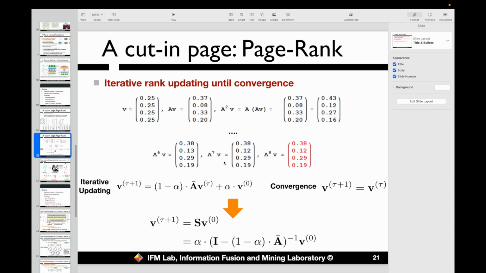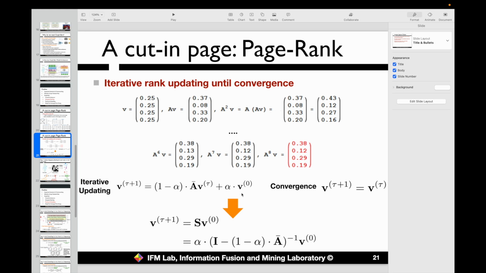If we have some jumping, like A raised to the power 7 times V, and A raised to the power 8 times V, and we find that they have the same distribution, then we can say that we achieve convergence for calculating the ranking score among different pages. And this vector can be returned as the final page ranking scores for different pages in the graph. So here we are just following the connection among the nodes. We don't consider random jumping, right? If we further incorporate the random jumping into the calculation process, then we can update the V vector iteratively by the formula we show here instead.